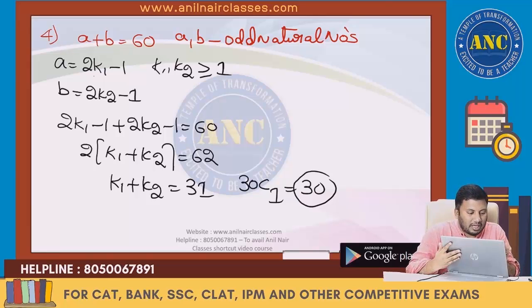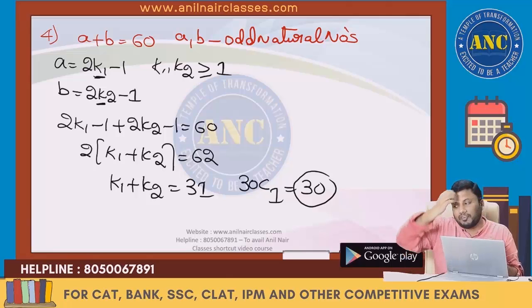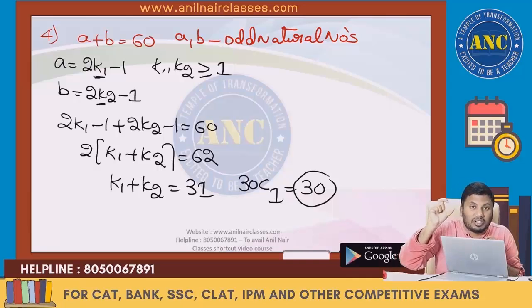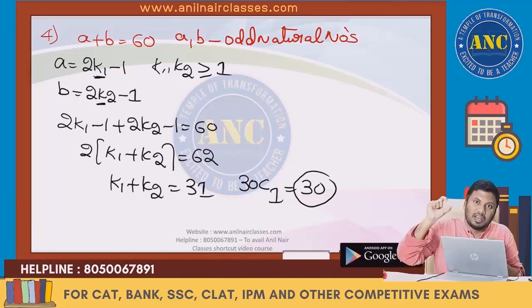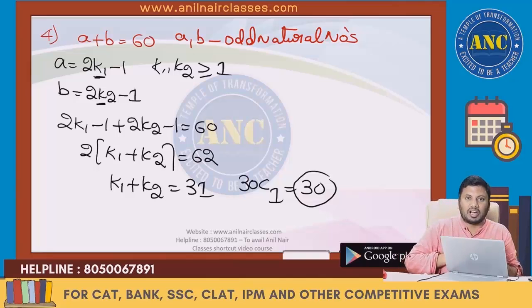Why am I making 2k1 minus 1, 2k2 minus 1? If I take 2k1 plus 1, 2k2 plus 1, the variable will start from 0. Still we have not discussed the approach of how to solve when the variables start with 0. So I am using k1, k2 greater than or equivalent to 1.